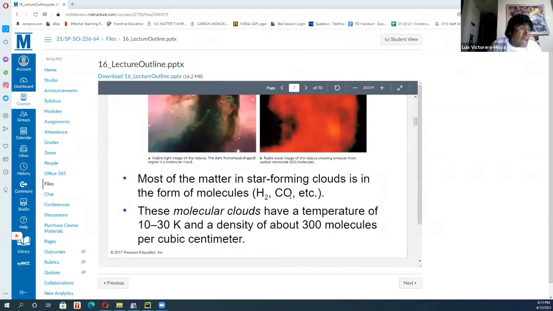And temperatures now, after the expansion, of 10 to 30 kelvins, and a density of 300 molecules per cubic centimeter, right? So that's per cubic centimeter. If you want to do it per cubic meter, you will have to multiply that by 1,000,000. So that's a lot. All right.